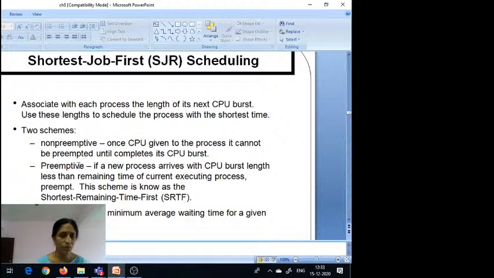Coming to the preemptive scheduling version, if a new process arrives with a CPU burst length less than the remaining time of the currently executing process, then the current process is preempted. That means whenever one process is executed in the CPU, in that situation some other process enters the ready queue, and that process's burst time is minimum compared to the burst time of the process currently executed in the CPU.